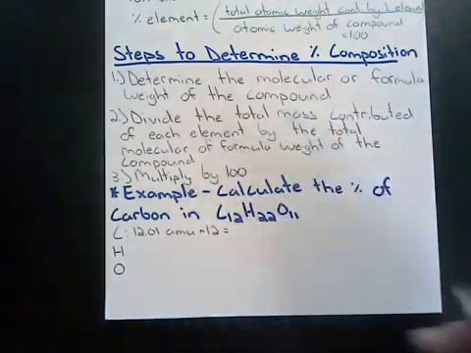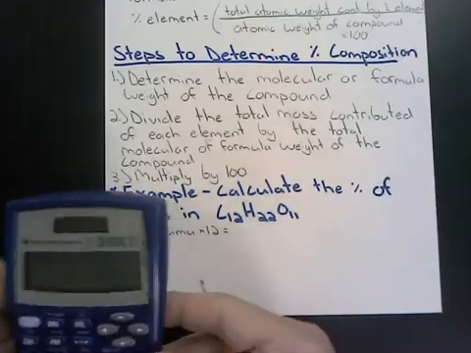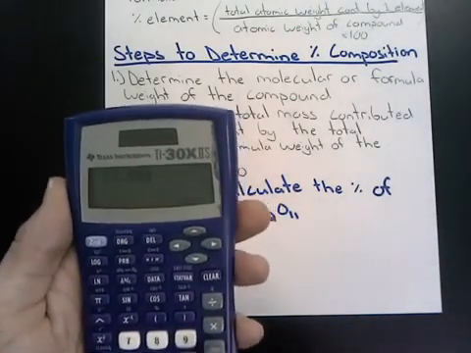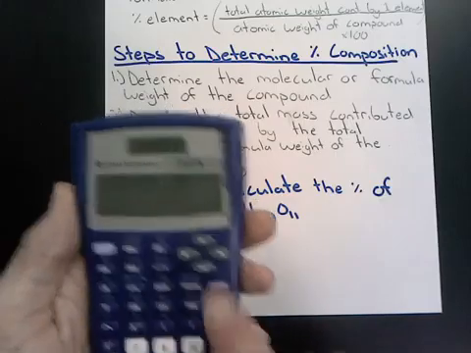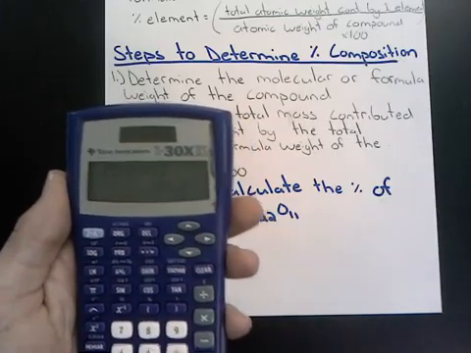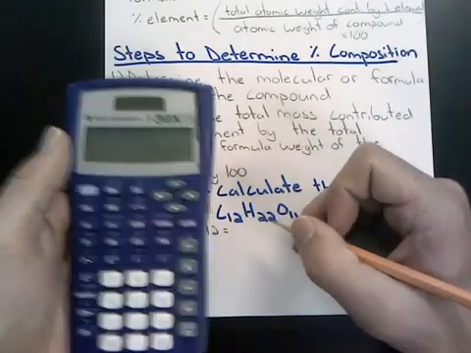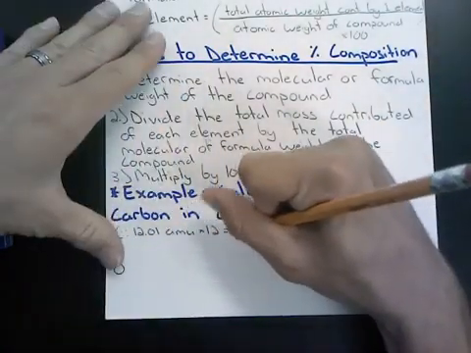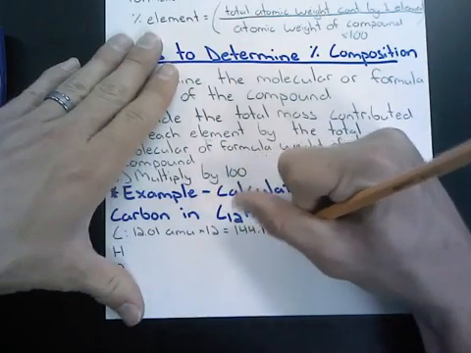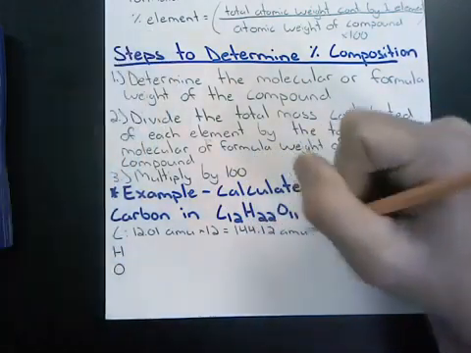And so if we plug this into our calculator, we have 12.01 times 12, and we end up with 144.12 AMUs. Now we do the same thing for hydrogen.